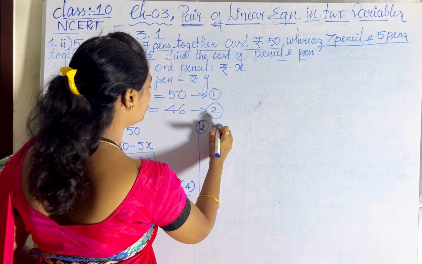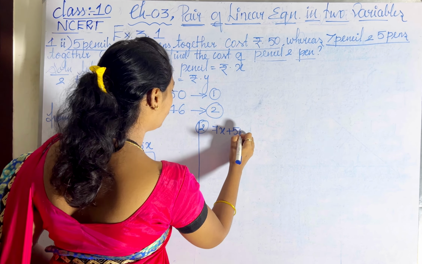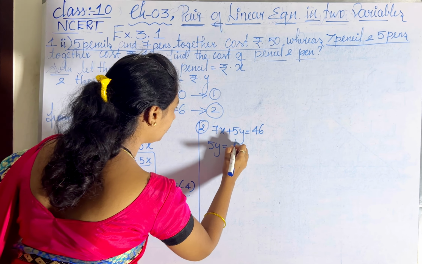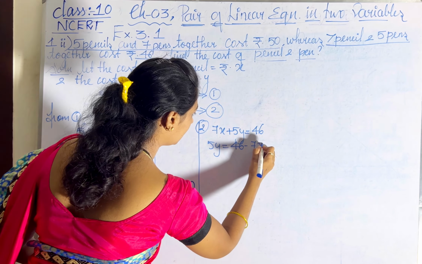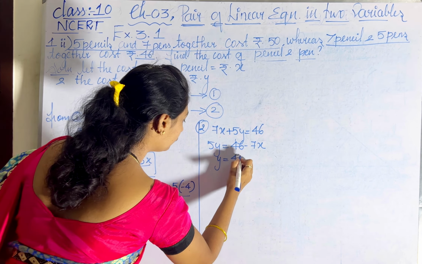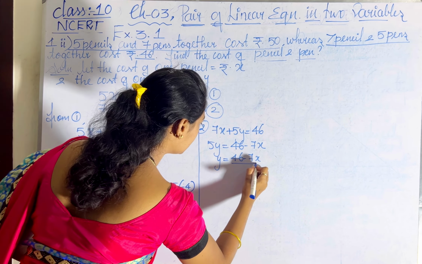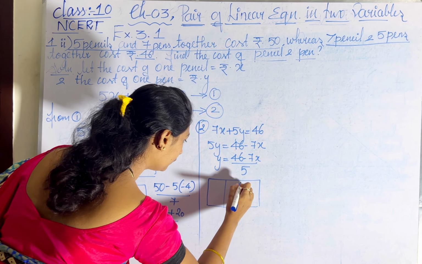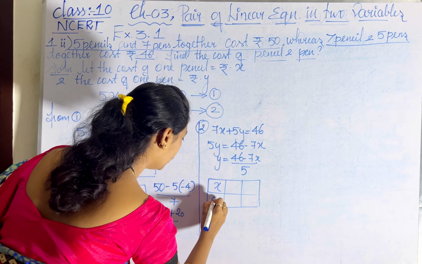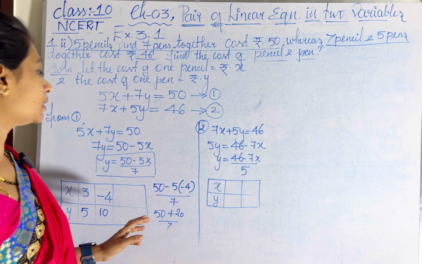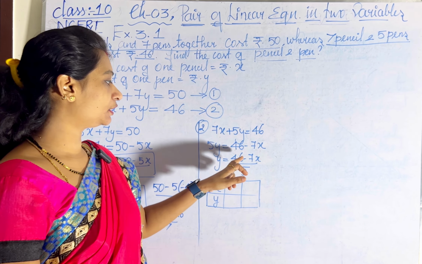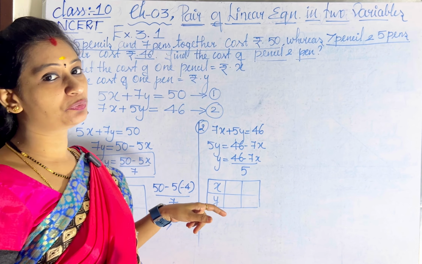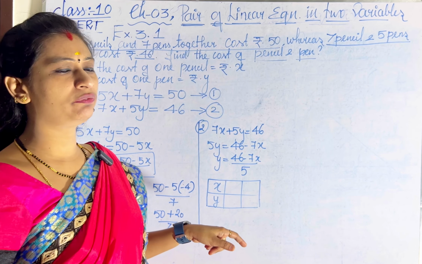Now let me take the second equation and we'll find the different values of x and y. So equation 2: 7x plus 5y equal to 46. 5y is equal to 46 minus 7x. y equal to 46 minus 7x divided by 5. Now we have to give different values of x so that we can find the values of y. When you are substituting the value of x, substitute in such a way that the numerator is a multiple of 5 so that the simplification will be easy, and plotting a graph you will find very easy. If it is a decimal, plotting a point will be tough.